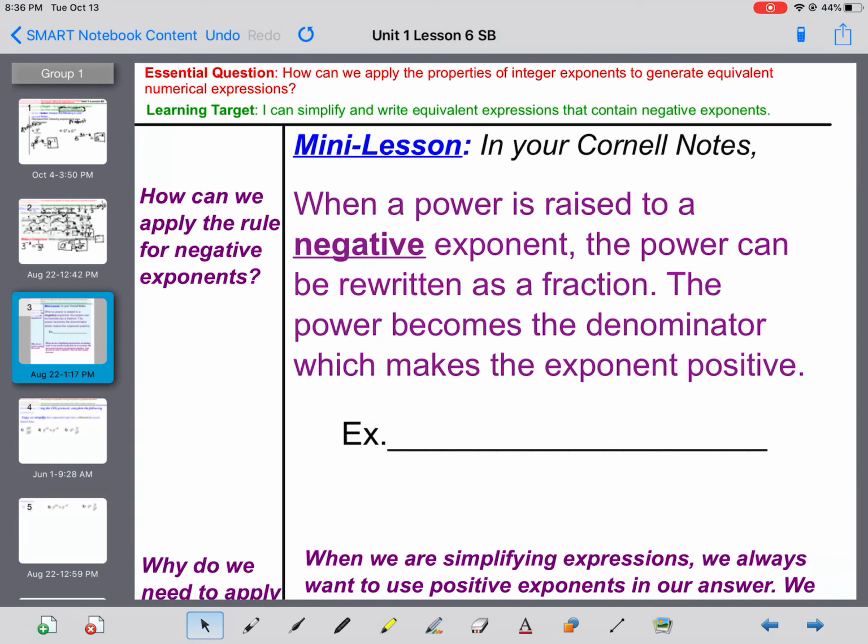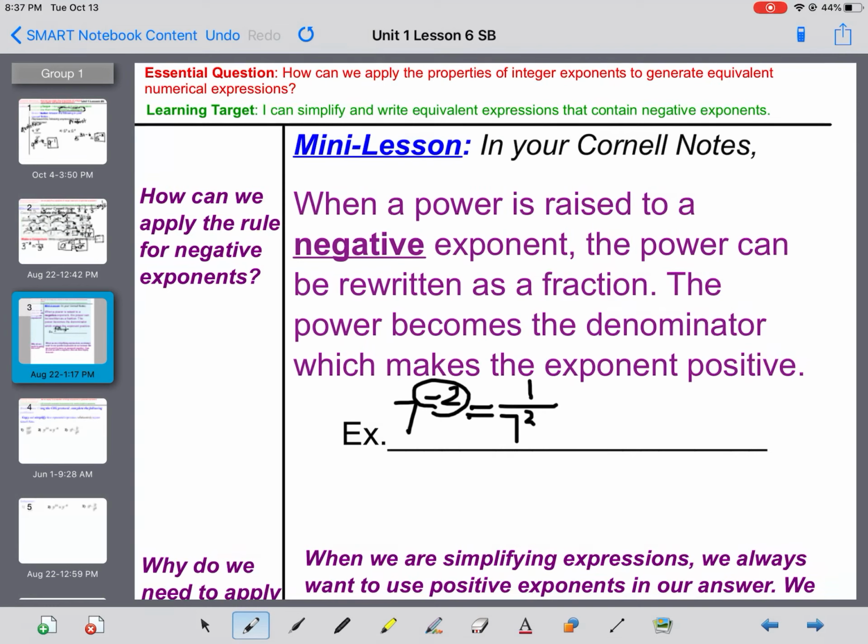How can we apply the rule for negative exponents? When a power is raised to a negative exponent, the power can be rewritten as a fraction. The power becomes the denominator, which makes the exponent positive. So in other words, let's come up with an example. Let's say we have 7 raised to the negative second power. Another way we could write this would be 1 as our numerator always, and then we would just change this negative exponent to a positive. It would just be 7 raised to the positive second power.